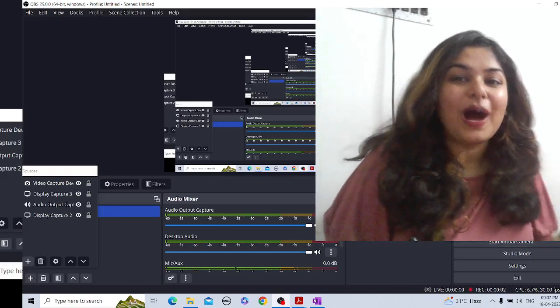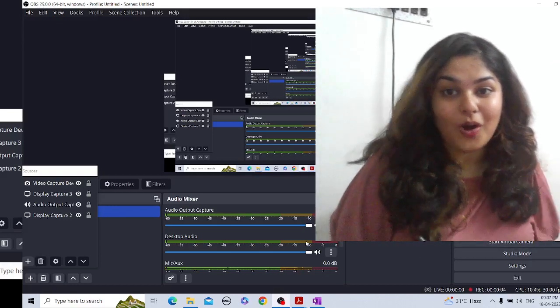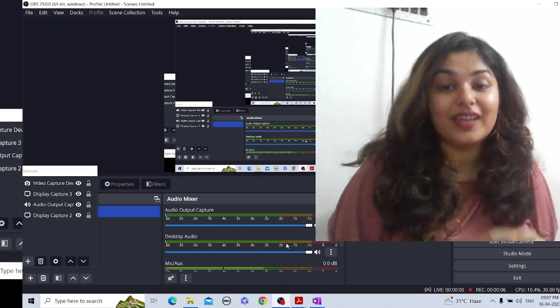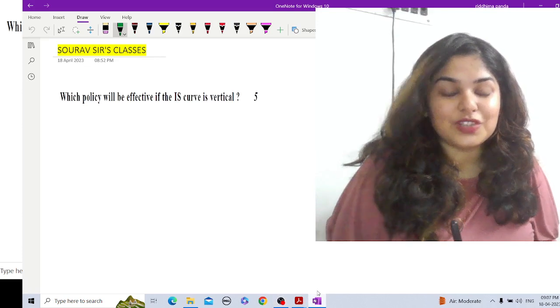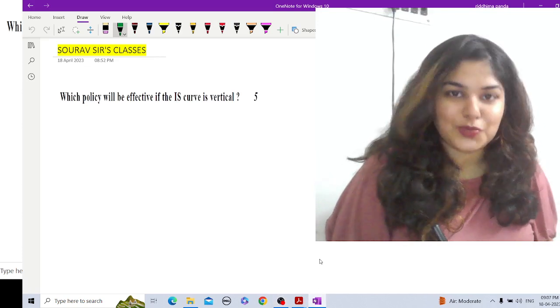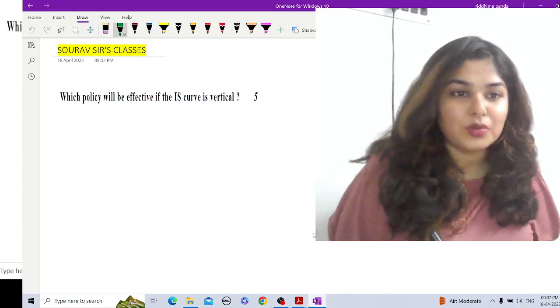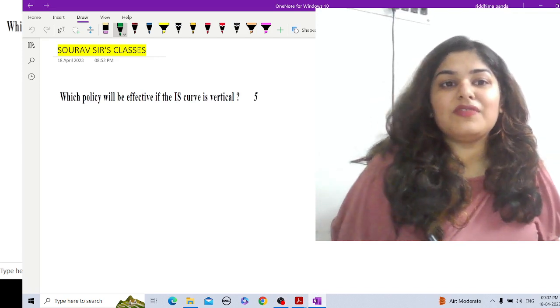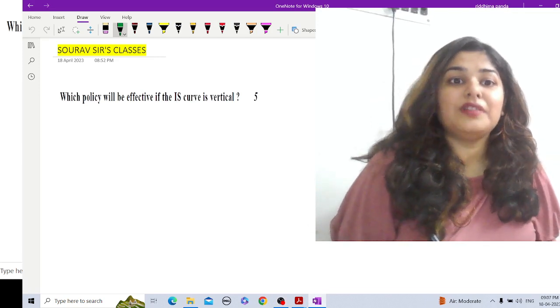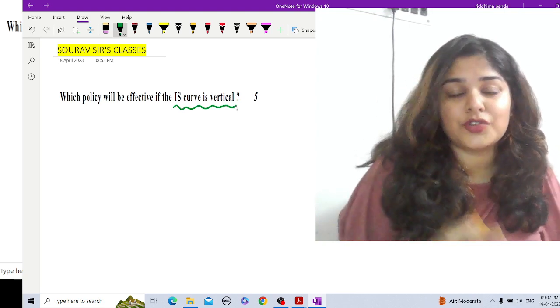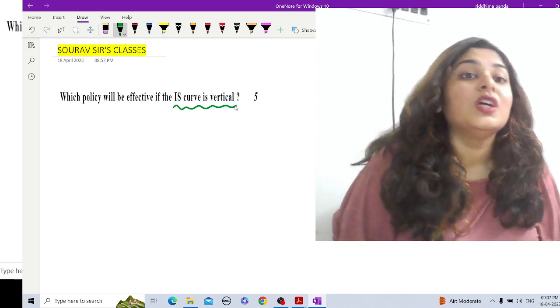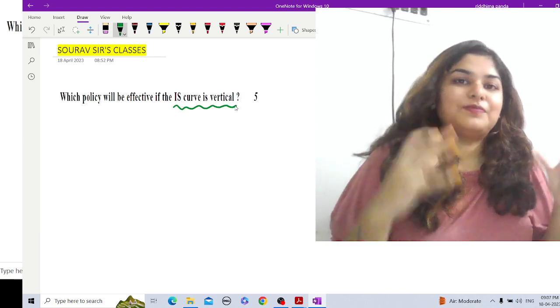Everyone, let us discuss the IS curve and the importance of policy in order to increase Y in our economy. The question in front of you is from the Indian Economic Service 2022, and it asks which policy will be effective if the IS curve is vertical. So here the IS curve is vertical, then whether it is fiscal or monetary policy that should be effective in order to help the economy.